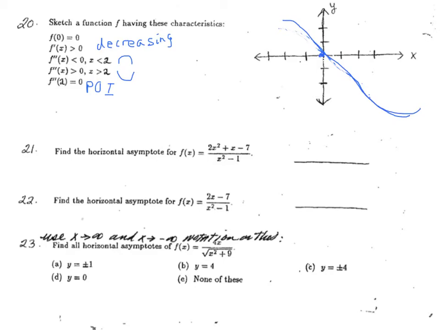For 21, we want to find the horizontal asymptote for our function. And since the degrees are the same, it will be at y equals 2. And for number 22, since the degree on the bottom is bigger than the degree on the top, it would be at y equals 0.